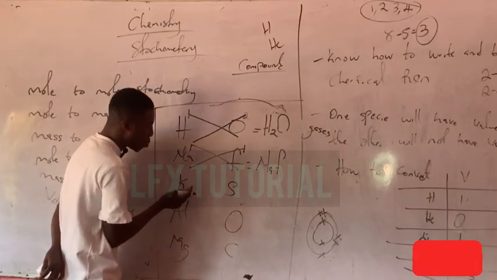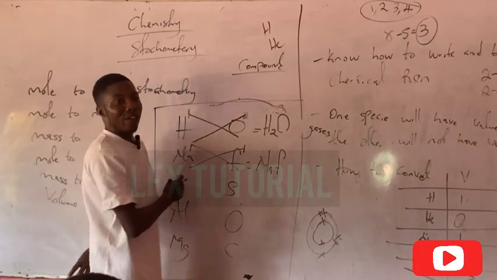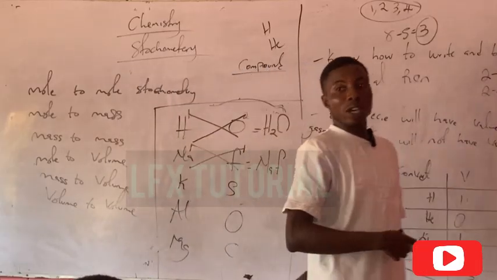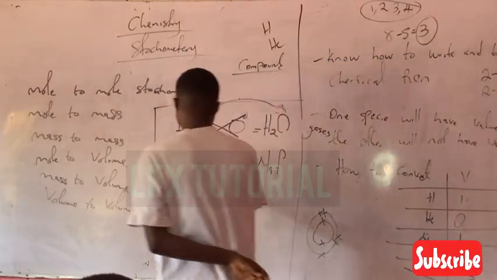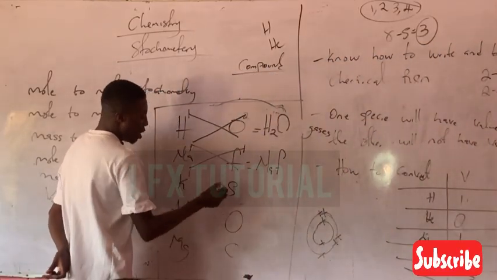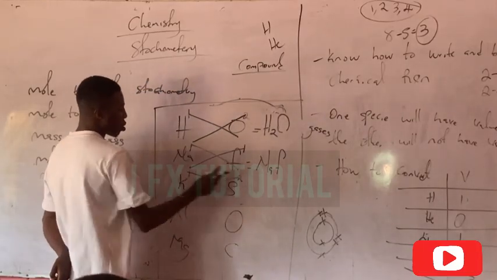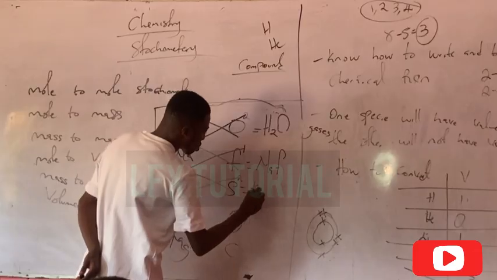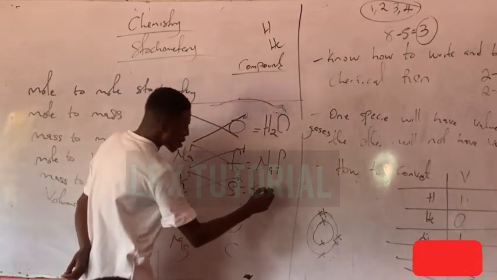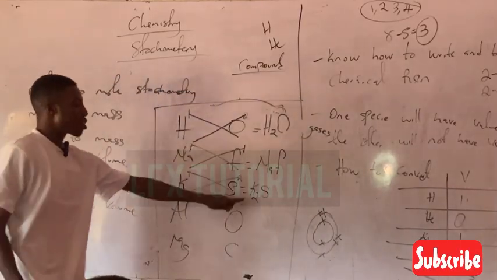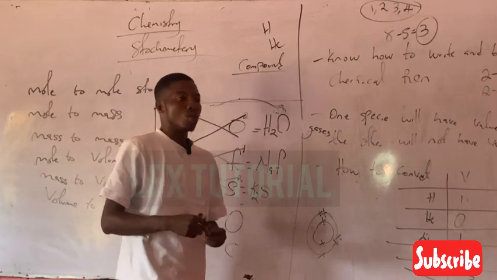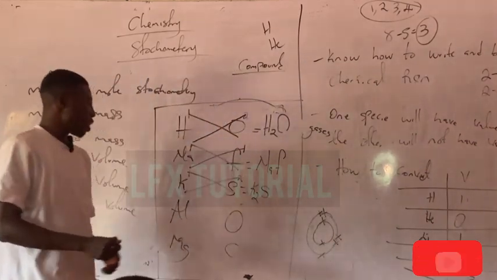Then the next one is potassium. What is the valency of potassium? 1, from what we did. Now sulfur is 2. We cross multiply. 2 times K, K2. 1 times S, S. Now this one is going to be potassium sulfide.